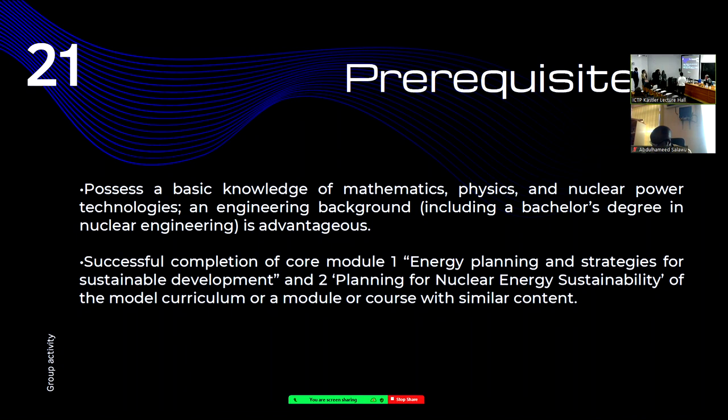So the prerequisite for module three is that a person must possess a basic knowledge of mathematics, physics, and nuclear power technologies, and an engineering background, including a bachelor's degree in nuclear engineering, will be advantageous. And a person must successfully complete the core modules: core module one, which is energy planning and strategy for sustainable development, and module two, which is planning for nuclear energy sustainability, or a curriculum or course with similar content.